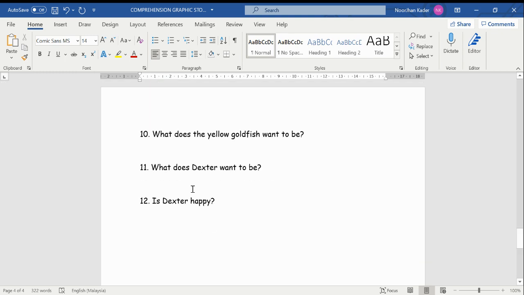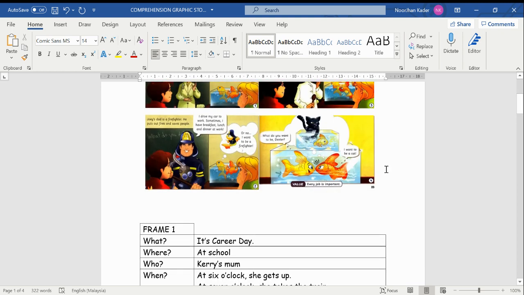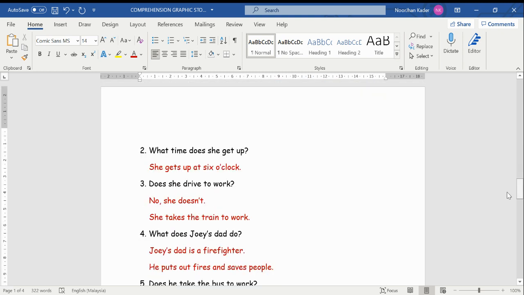Okay, and the last three questions are: what does the yellow goldfish want to be? What does Dexter want to be? And is Dexter happy? So these three questions, number 10, 11, and 12, are based on the fourth frame. This is the table of details for the fourth frame, and this is the picture. What do you want to be, Dexter? I want to be a cat. Then the imagination here.